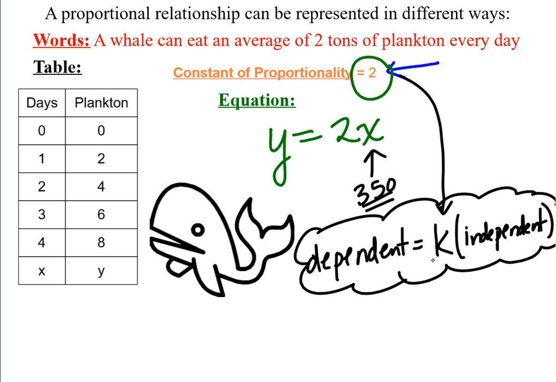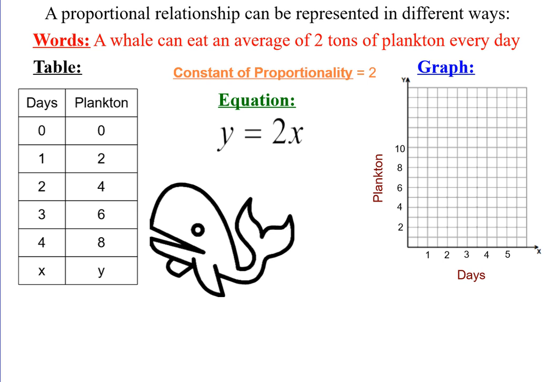So now we've seen 3 types. We've seen it in words. Remember, we said it's going to be in different ways, right? We've seen words, we've seen a table, and we've seen an equation. So now we're going to see the last thing, which is probably the most typical, is seeing it on a graph. So here I have a graph all ready to go, and we see that we have labels. We have days on the x-axis and plankton on the y-axis. Again, our independent and dependent variables.